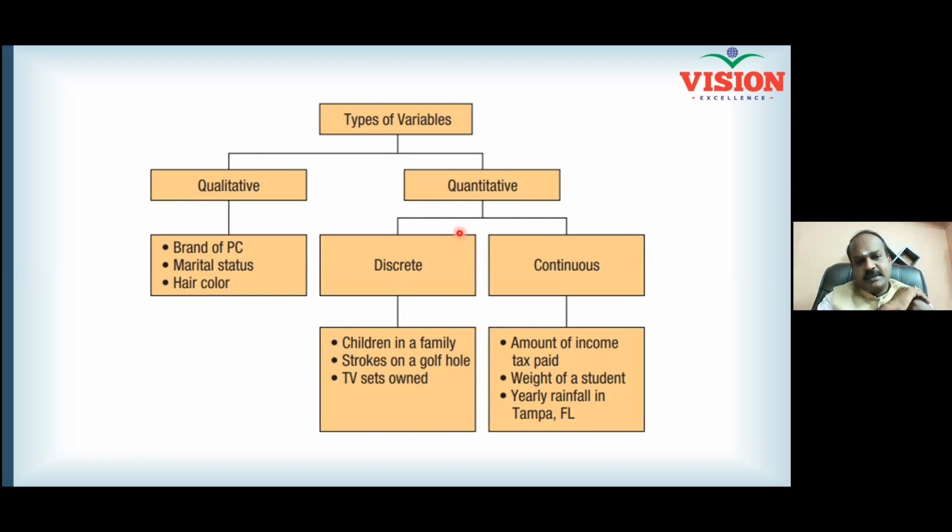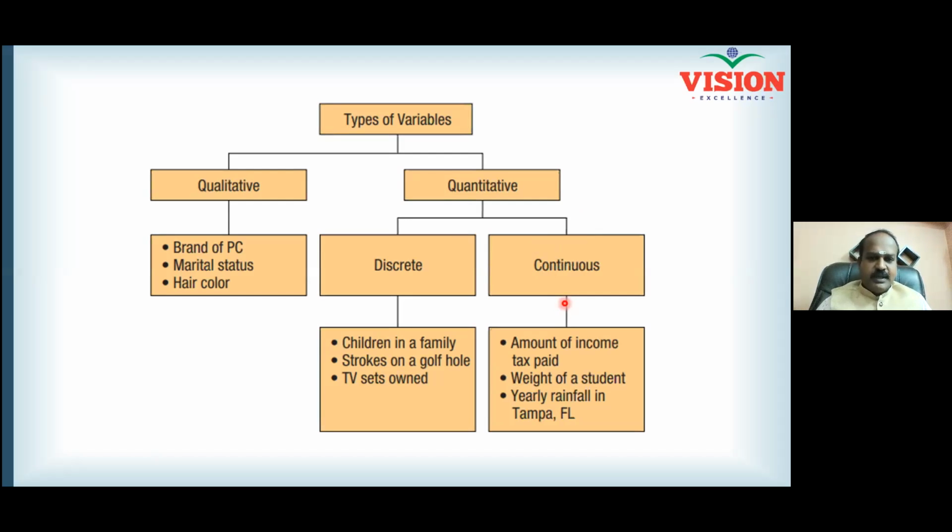10.1 is possible, 10.2 is possible, 10.15 is possible, 10.154 is possible. Am I right? There is no end. It is endless. That is why we call it continuous data. Do you understand why we call it continuous data? It will have decimals. Between any small range, you will have an infinite number of values. Such data are called continuous data.